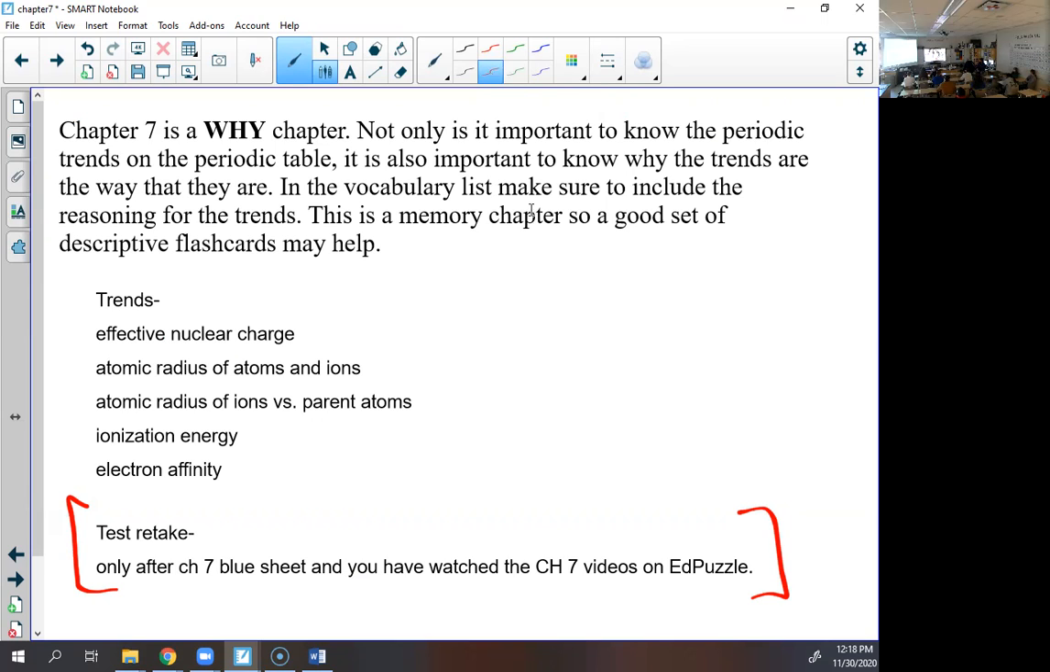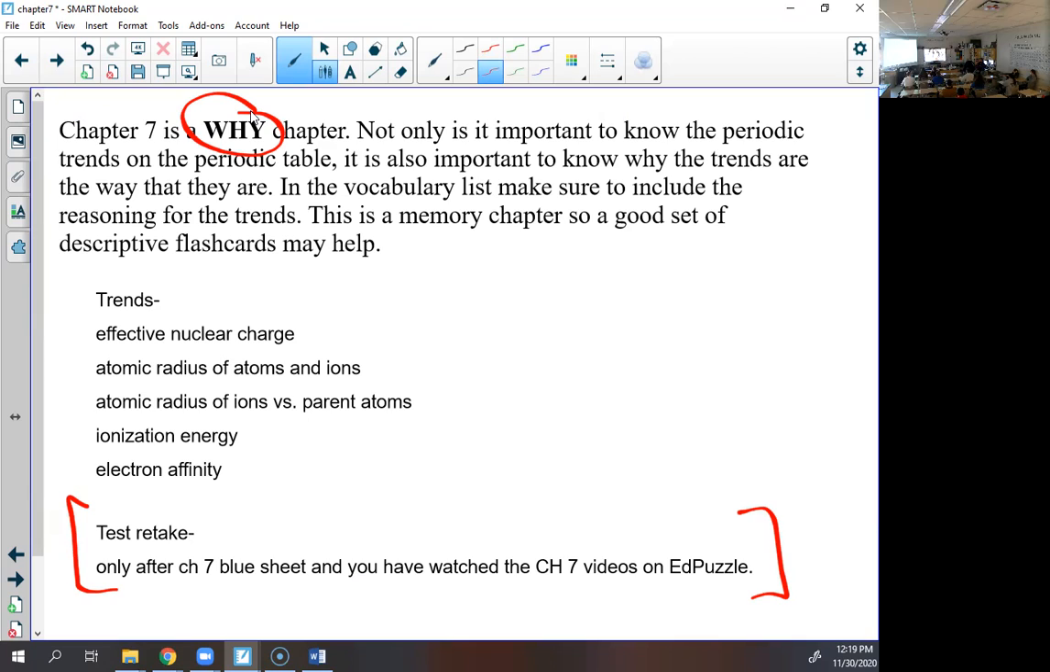Okay, here we go. Chapter 7 is a why chapter. This is important. It's not just that I know the bigger atoms are in the bottom left. You need to know that, but you need to know why. The why is 3 points. The trend is 2. So each one of these questions will be worth 5. 2 points to identify the trend correctly, 3 points to tell me why.